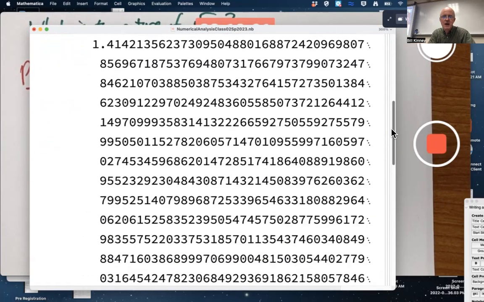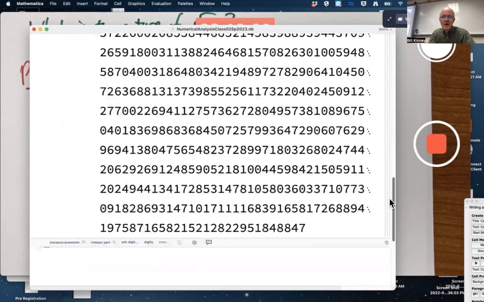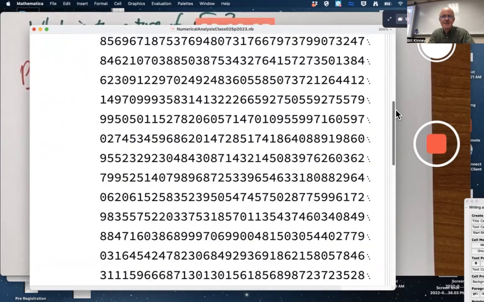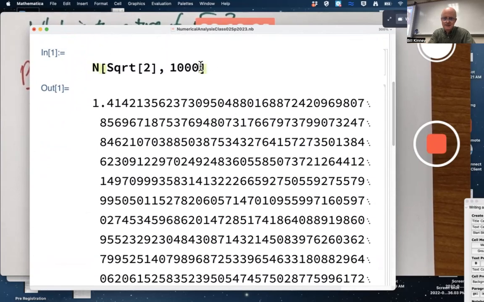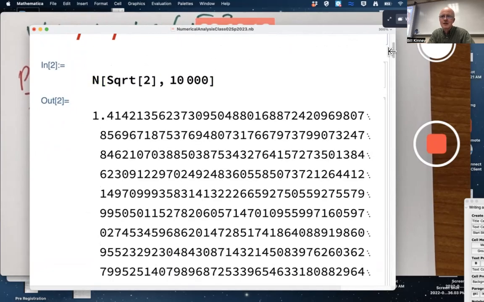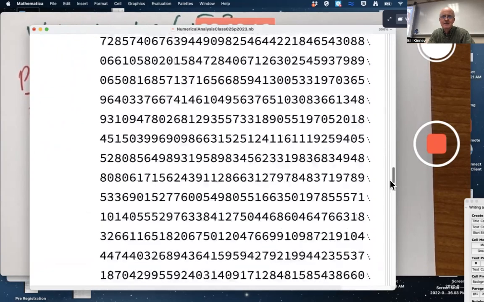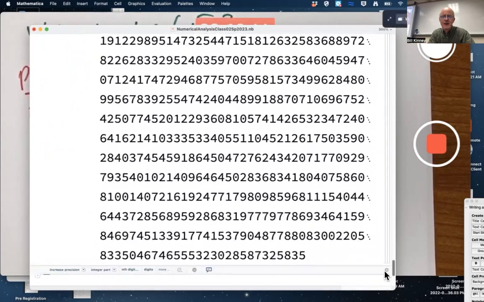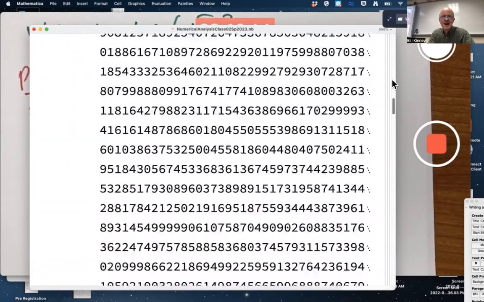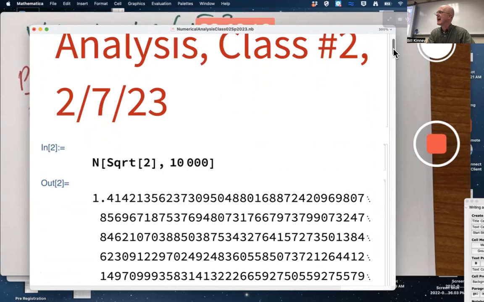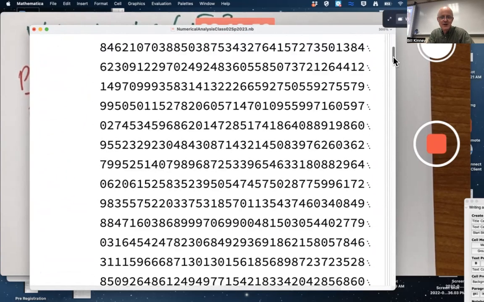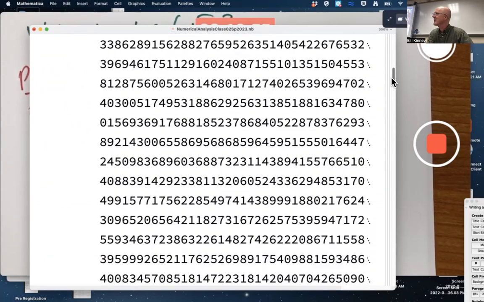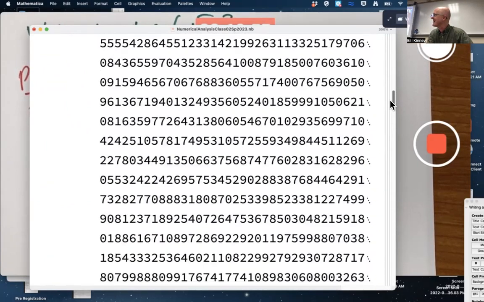1.4142135... Okay, that's 1,000 digits of that. That's 10,000 digits. There's 10,000 digits. Wait a minute. How's this figured out? Has anybody ever squared this number and shown you've gotten 2? It goes on forever and ever without a repeating pattern.